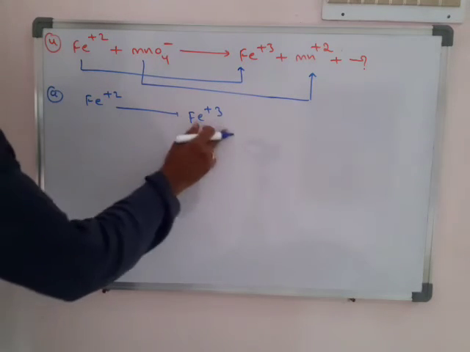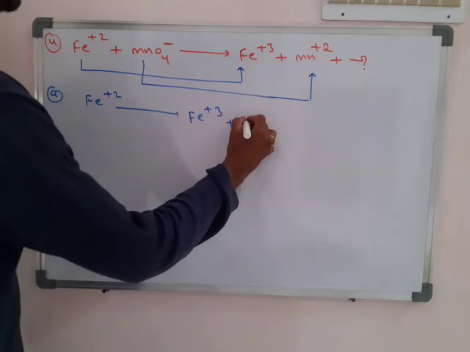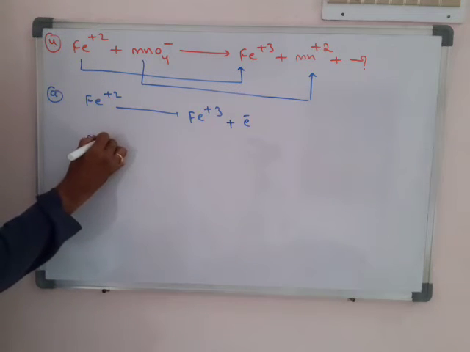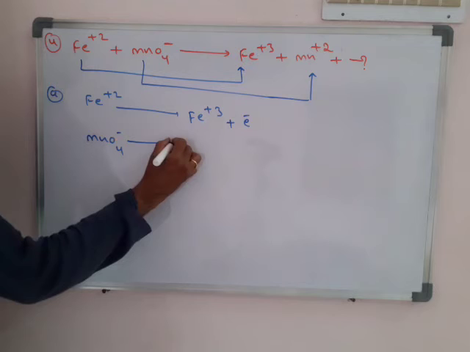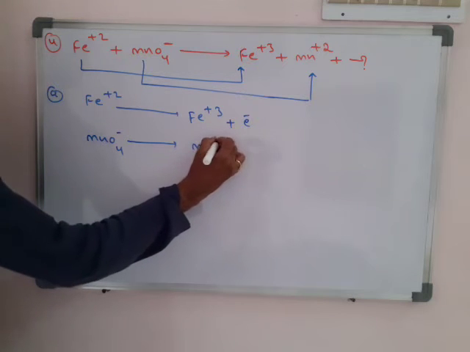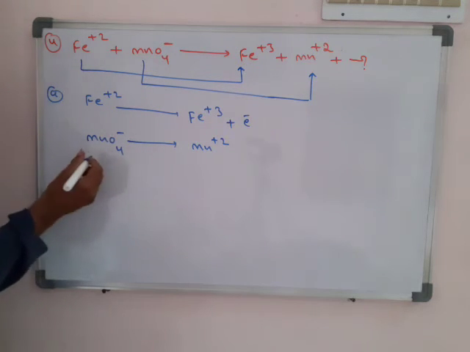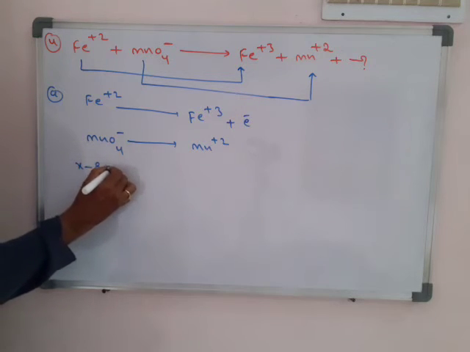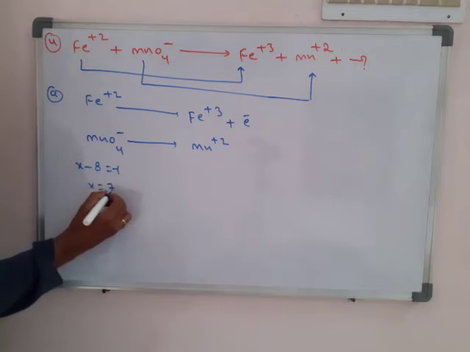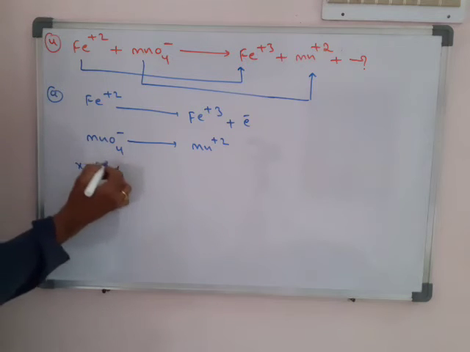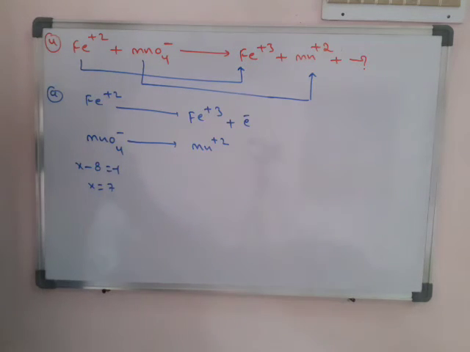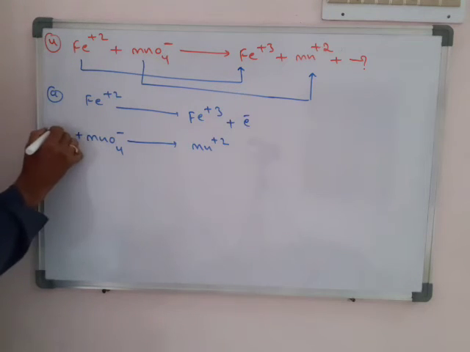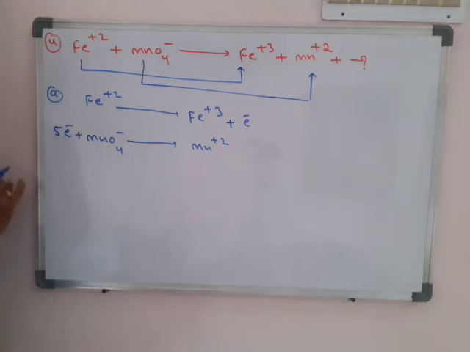Fe plus 2 becomes Fe plus 3 by losing an electron, which means it is oxidized. MnO4 minus becomes Mn plus 2. Here the oxidation number of manganese is plus 7; we must remember that 4 oxygens means minus 8, equal to minus 1, so manganese is plus 7. So plus 7 goes to plus 2, it is reduced by gaining 5 electrons.